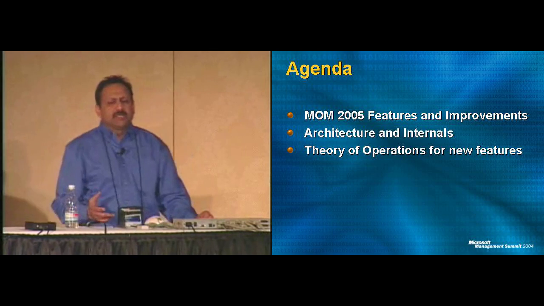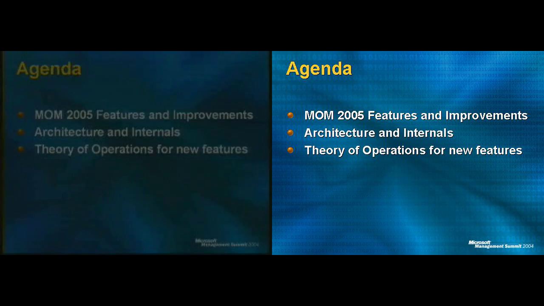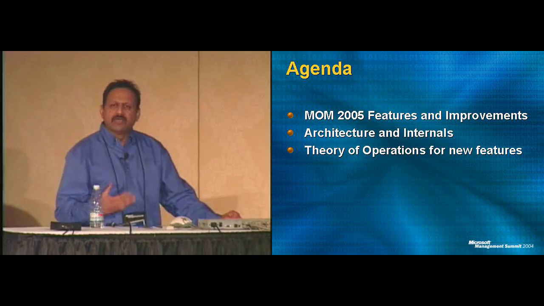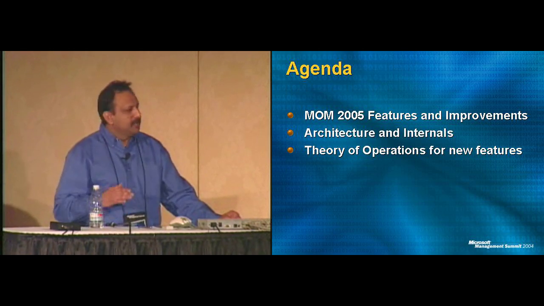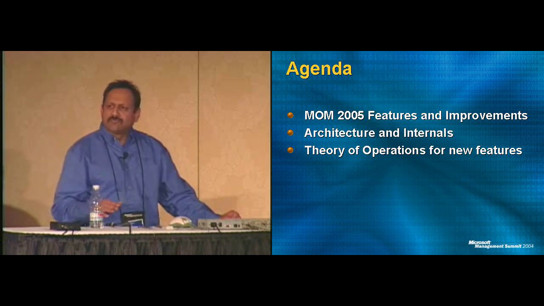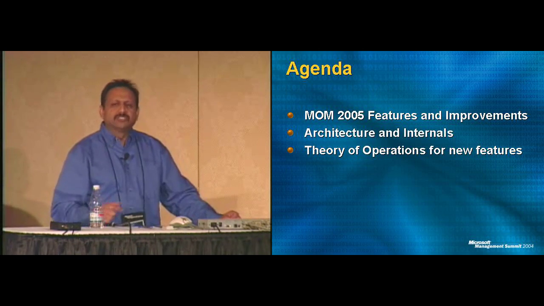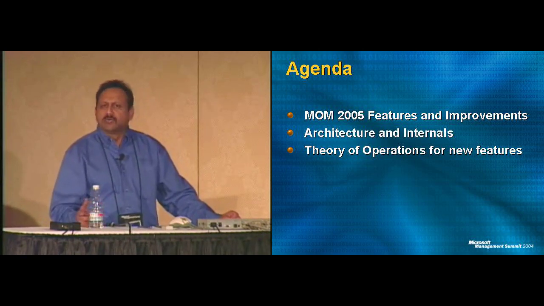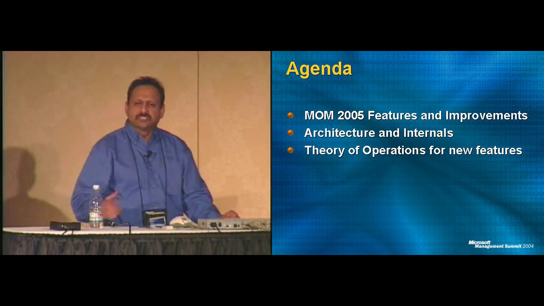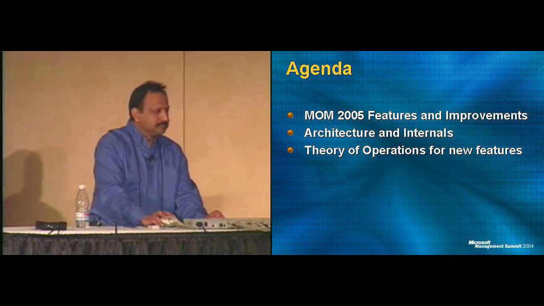So what we'll cover today is, very briefly, the feature improvements made in MOM 2005, with a view as to how they affect the architecture. We'll go over an overview of the architecture, and then do a deeper dive on the theory of operations: all these new features that have been added, how do they work? It should answer some of the questions you've been asking.